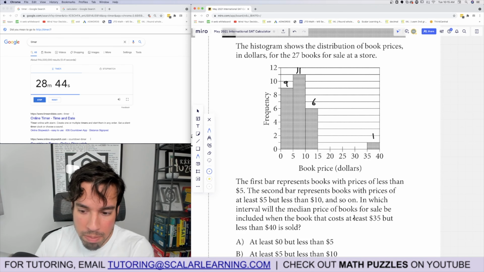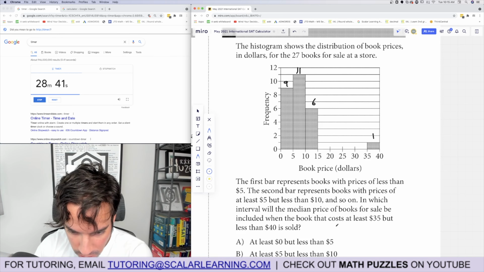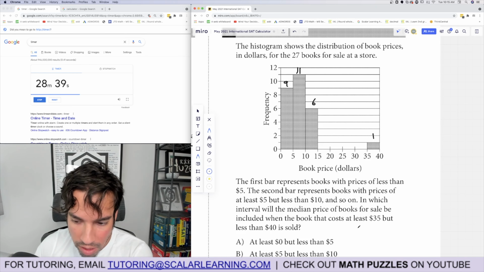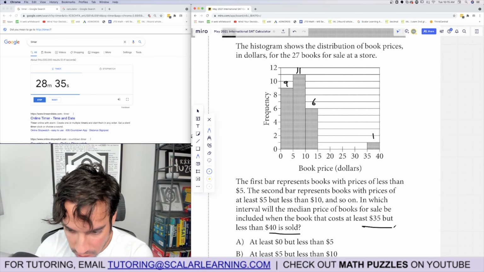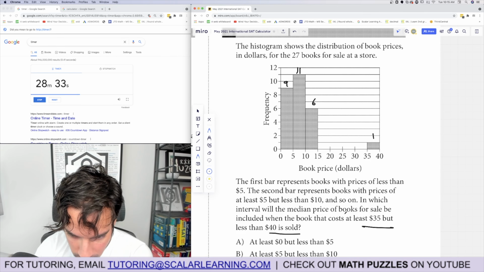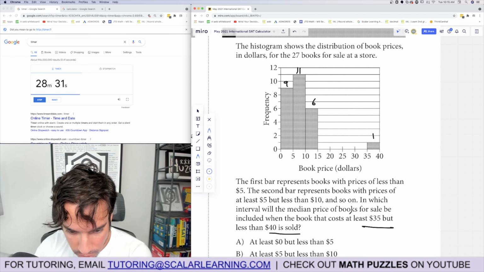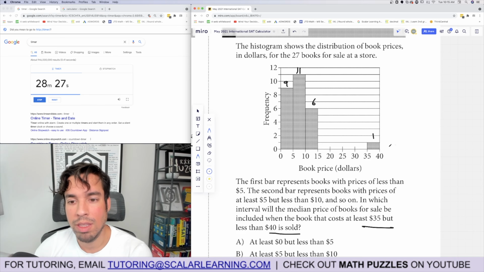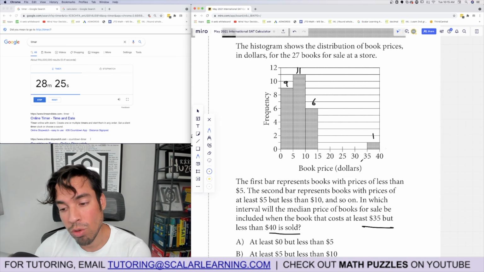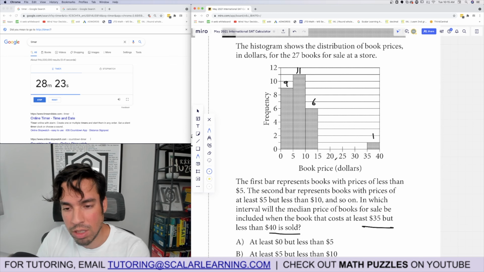In which interval will the median price of books for sale be included when the book that costs at least 35 but less than 40 is sold? Okay, hold on. So they're saying we get rid of it. So once this is gone, okay, let's do it both ways. I assume it's going to change. I just want to see just for fun.